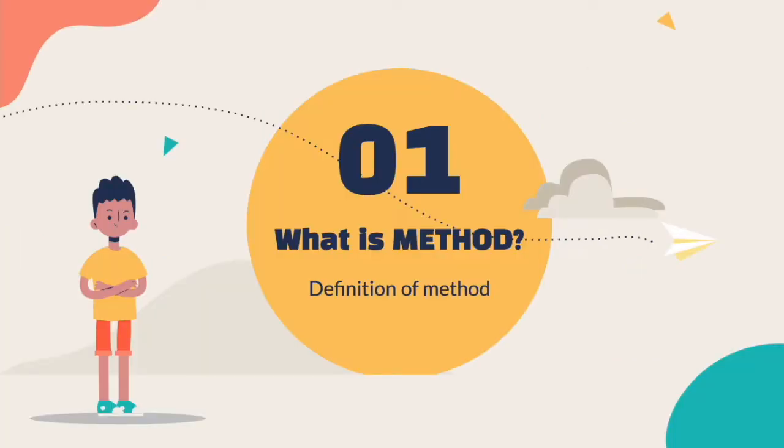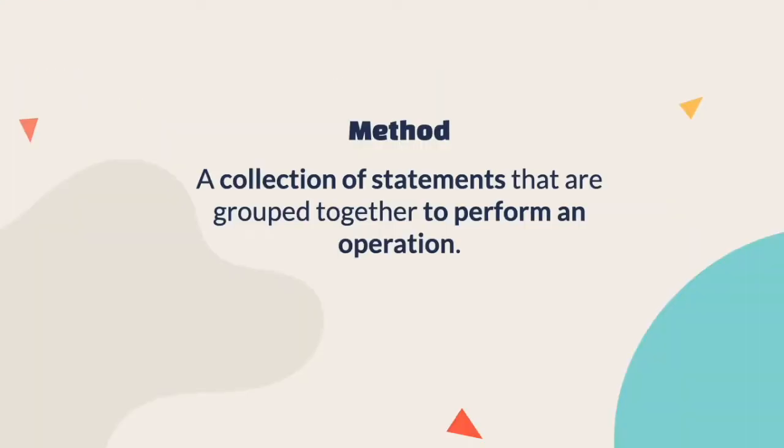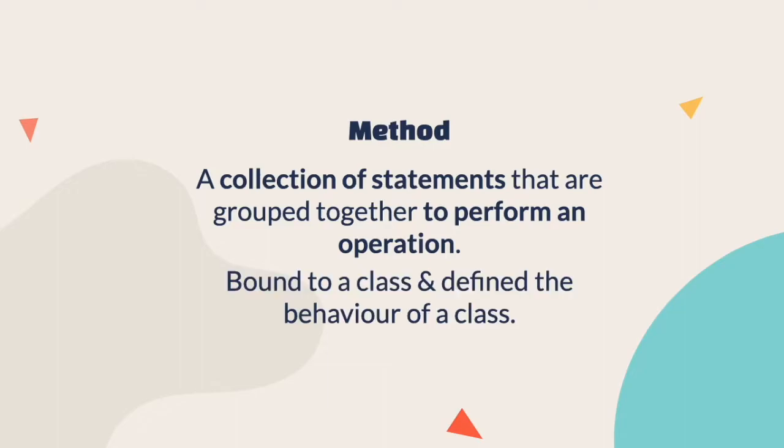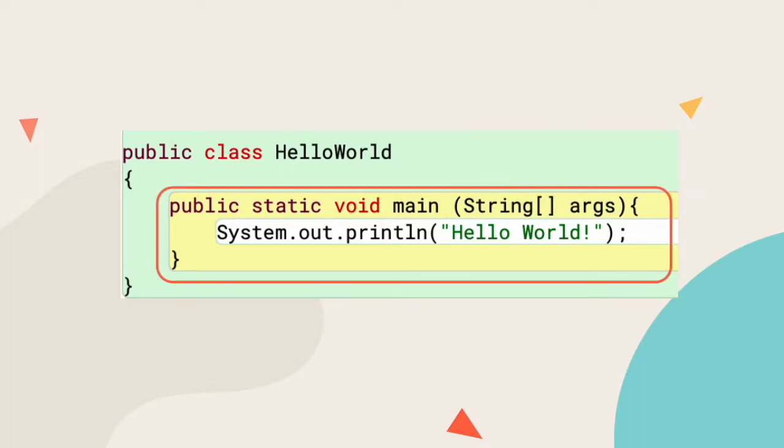What is method? Okay, so what is methods? Methods are a collection of statements that are grouped together to perform an operation. So methods are bound to a class, and they define the behavior of a class. Okay, so this is an example of code. I'm sure that you have coded a program to print out hello world, right? So this is a method. Okay, this is also a method. So this method is called main method.